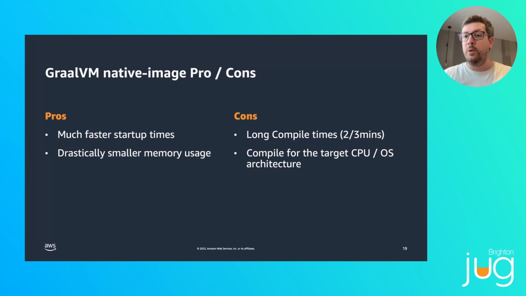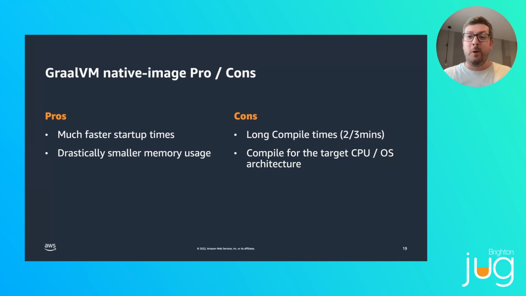And Lambda has two axes for its price component. One is how much memory you use, and the second is how long your Lambda function runs for. So if you can use less memory and run for a shorter period of time, you're drastically reducing the amount that you're paying for your Lambda.